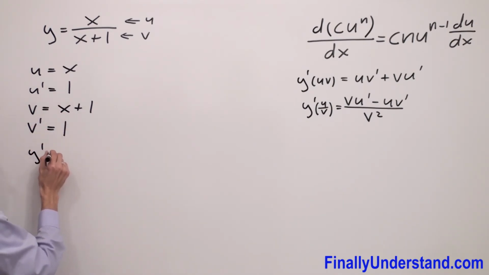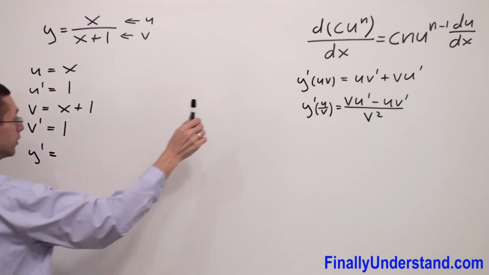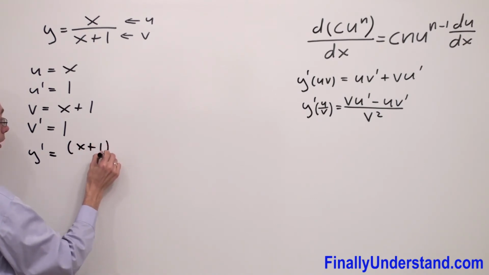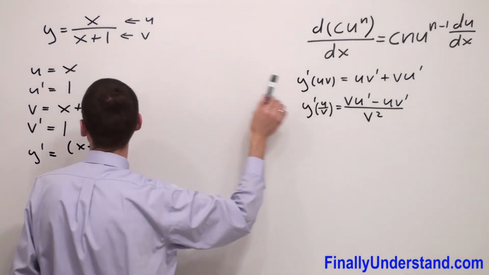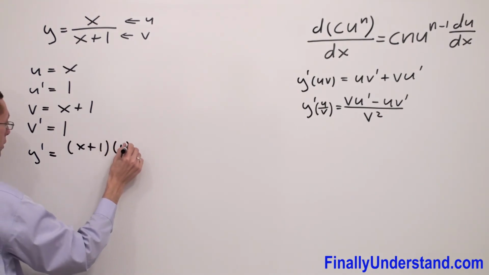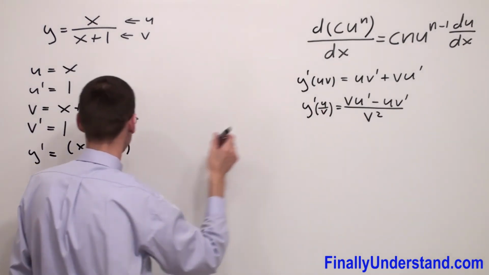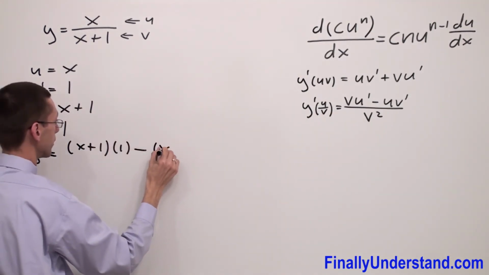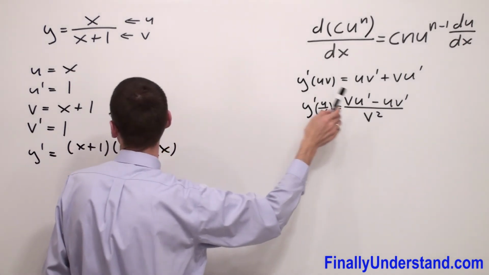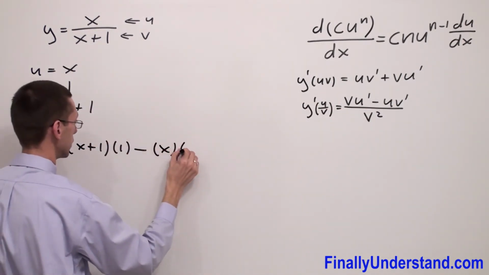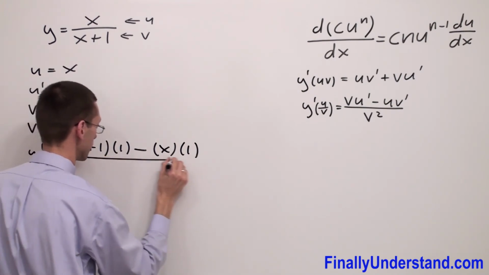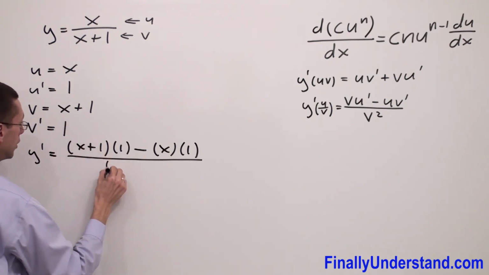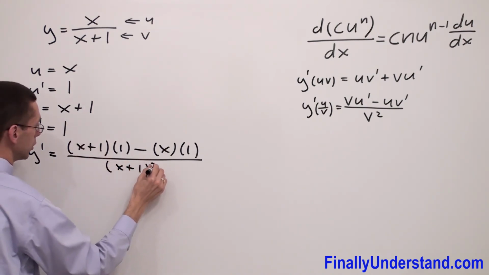So y prime is equal to v in the numerator, so I have x plus 1, times u prime, which is equal to 1, minus u, which is equal to x, times v prime, which is equal to 1, over v squared. So I have x plus 1 squared.